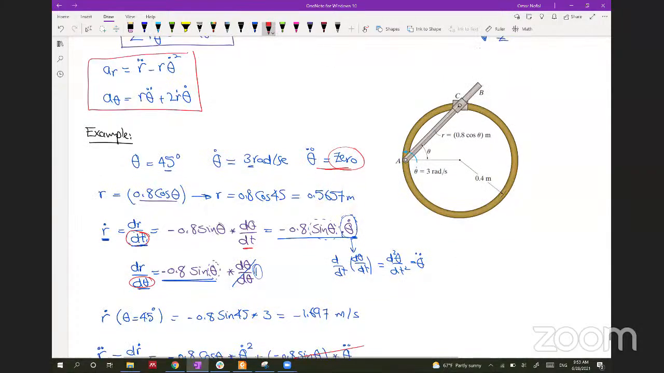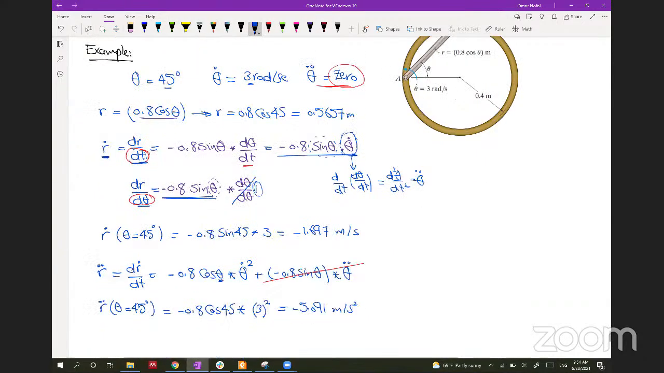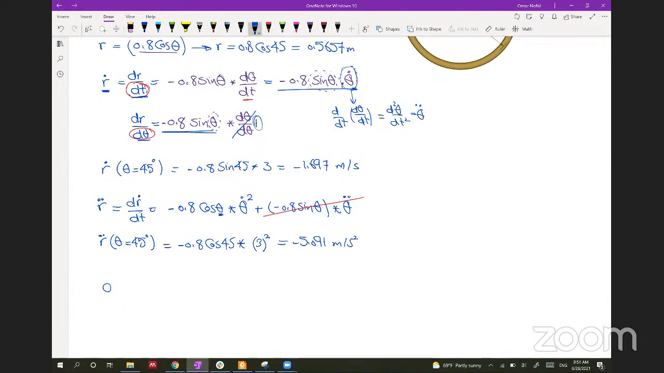So let's calculate them. So a r is equal to r double dot minus r theta dot squared. Here's r double dot, so it will be negative 5.091 minus r. So the r is 0.5657 multiplied by theta dot squared. We know that theta dot is equal to 3, so it will be 3 squared. So all of these will be equal to negative 10.18 meter per second square, because this is acceleration.